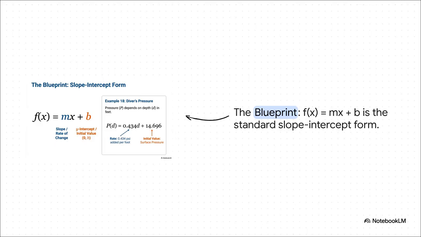Okay, so this right here, this is the blueprint for literally every linear function you'll ever see. f(x) = mx + b. Now think of b as your starting point, your initial value. And m is the engine. It's that constant rate of change, what we call the slope. If you look at the diver example, it's super clear. The b is the pressure right there at the surface, that's the start. And m is how much that pressure goes up for every single foot they go down. See? The blueprint just perfectly models the situation.